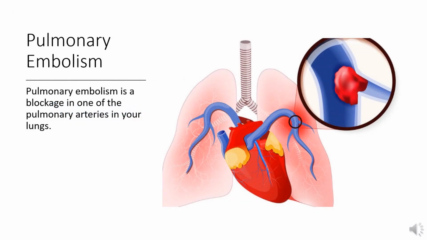A pulmonary embolism, put simply, is a blockage of the pulmonary artery. The pulmonary embolism shown here is more specifically referred to as a saddle embolism, as it is straddling the split and is blocking or partially blocking two major arteries.